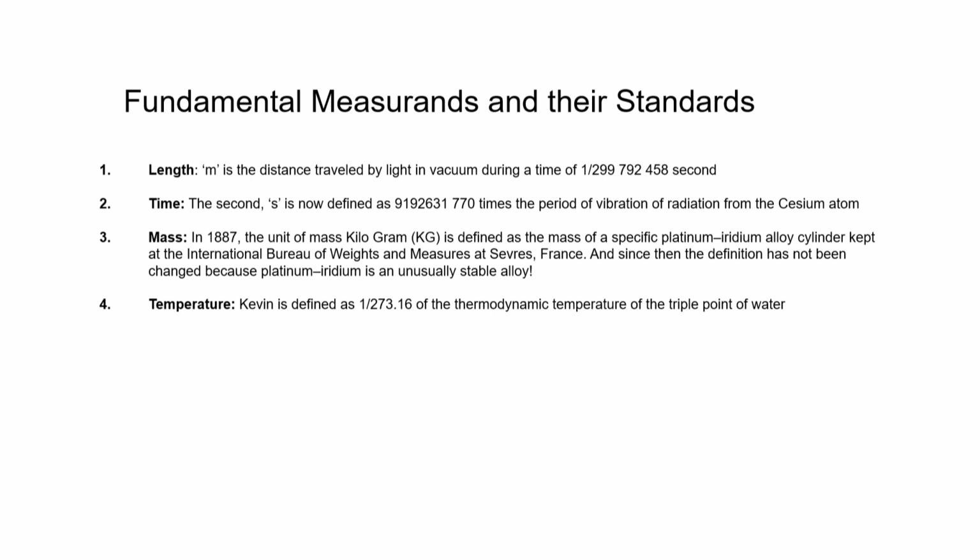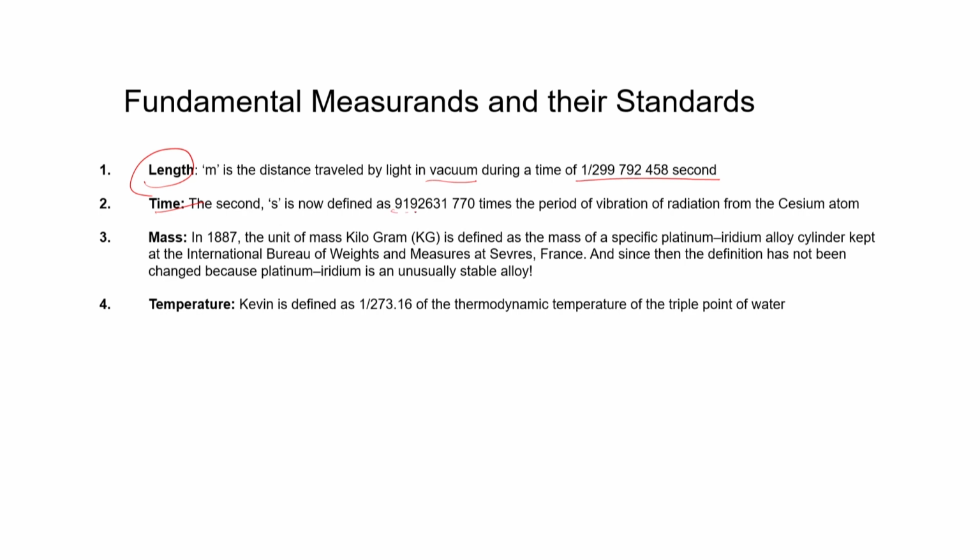Now, fundamental measurements are only 4. What are these fundamental measurements? First one is the length, of course, and we know the SI unit is meter, and that is the distance travelled by light in vacuum during a time of this much of second. That is the definition, that is light travelling in vacuum in a certain second is defined as the meter.